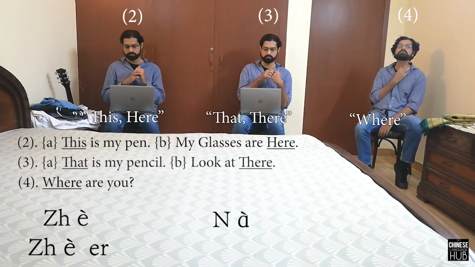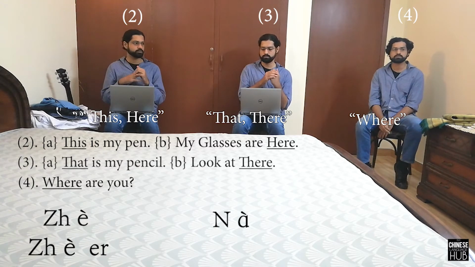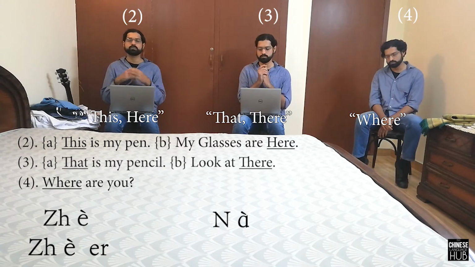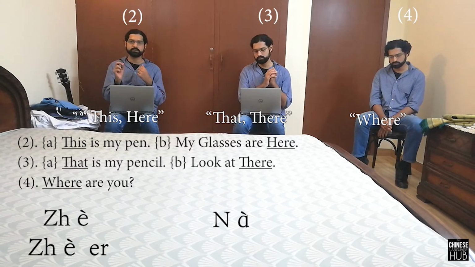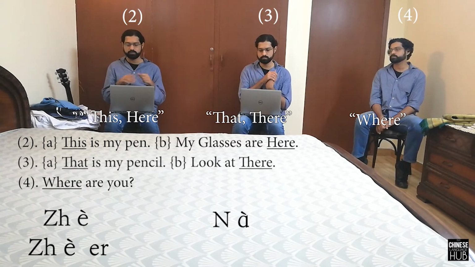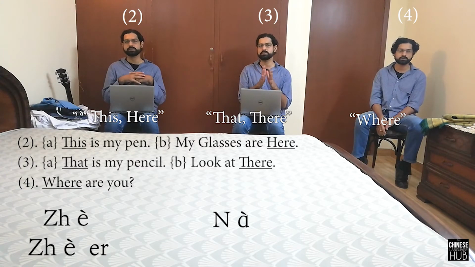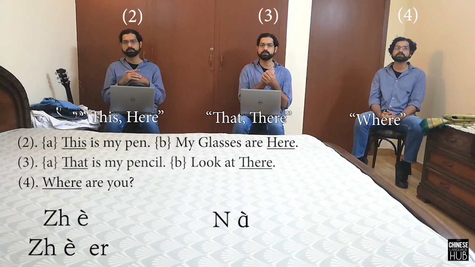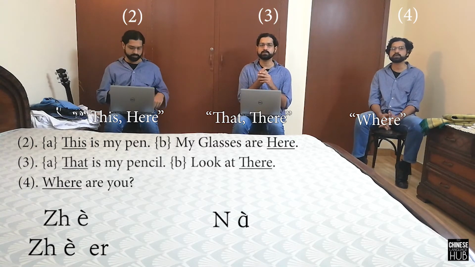So, now replace it in the first sentence of student number 3. That is my pencil. Good job. So, the sentence is going to become, na is my pencil. Repeat it after me. Na is my pencil.